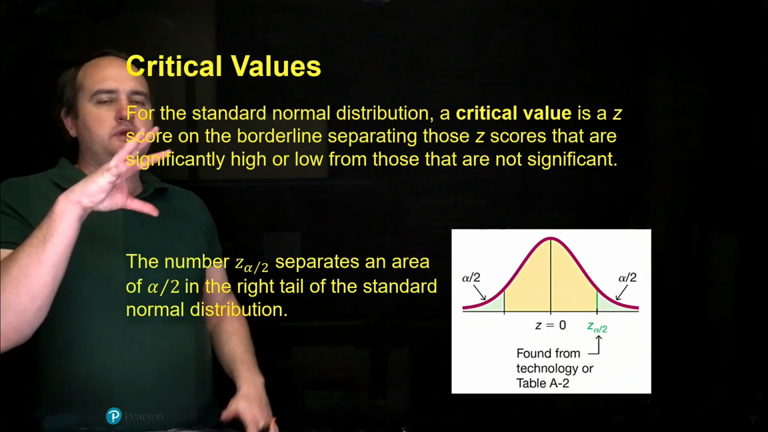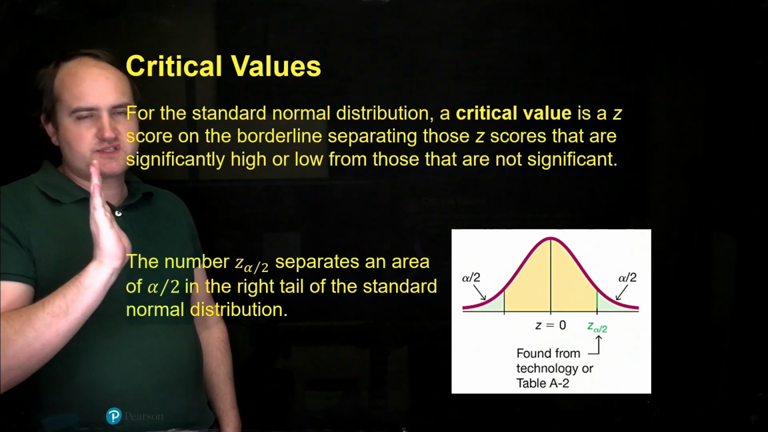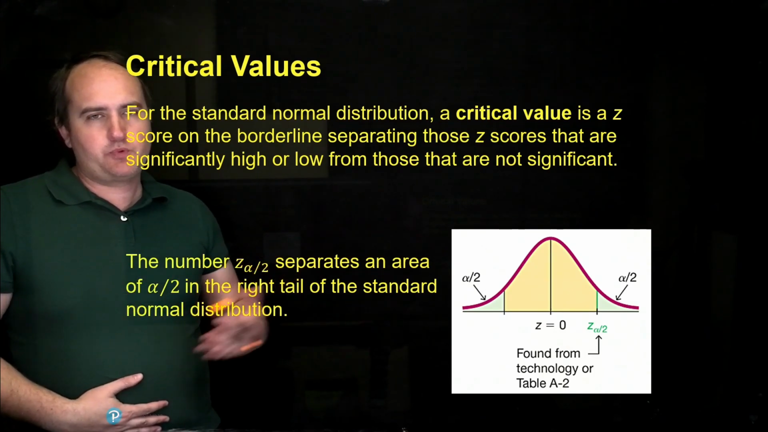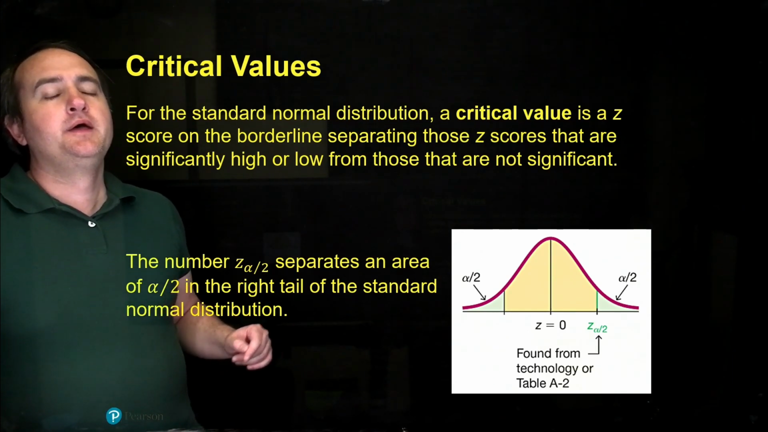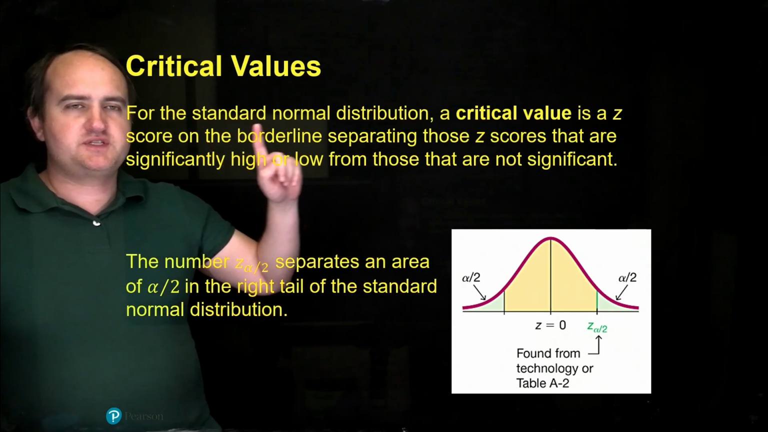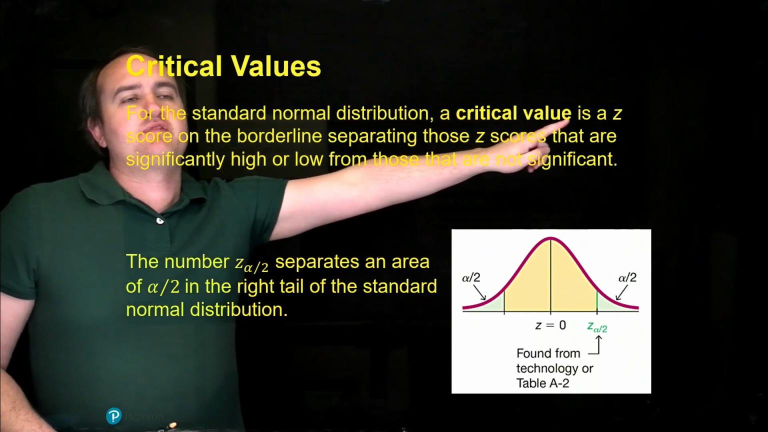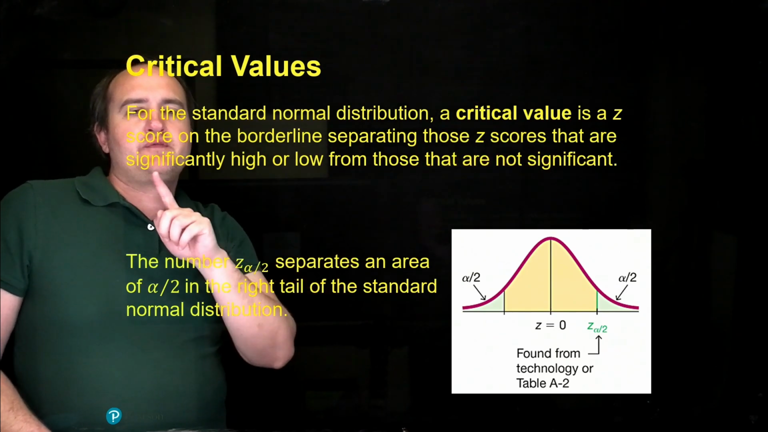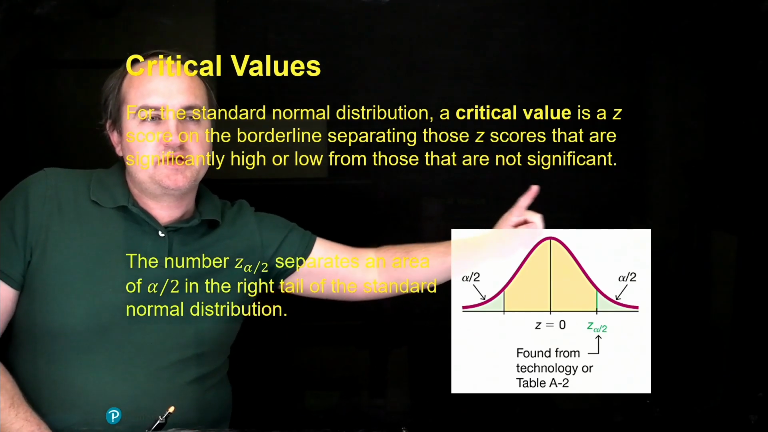Okay, now critical values. I left this in the slides in case you're wondering how to calculate a critical value. But I'm going to skip over this quickly because you don't really need to do it in your homework. I did want to talk about what it means, though. So for the standard normal distribution, a critical value is a z-score on the borderline separating those z-scores that are significantly high or significantly low from those that are not significant.